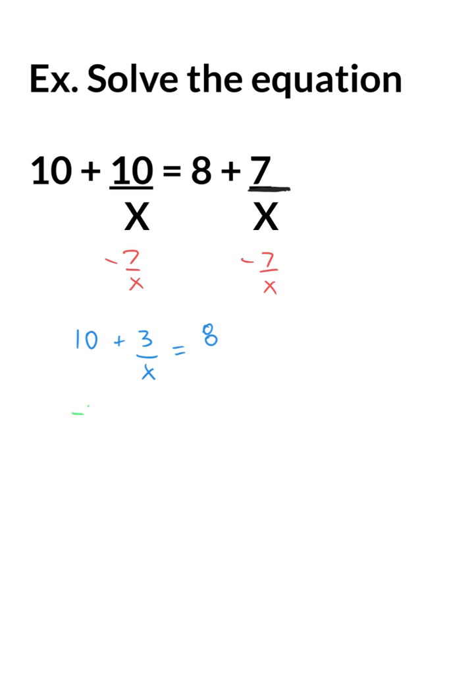So now I'm going to subtract 10 from both sides, and I get 3 over x is equal to negative 2. And then I'm just simply going to cross multiply. When I do that, though, I'm going to put this over 1. So then I get 3 is equal to negative 2x. And now I divide both sides by negative 2. And you're left with x is equal to negative 3 over 2.